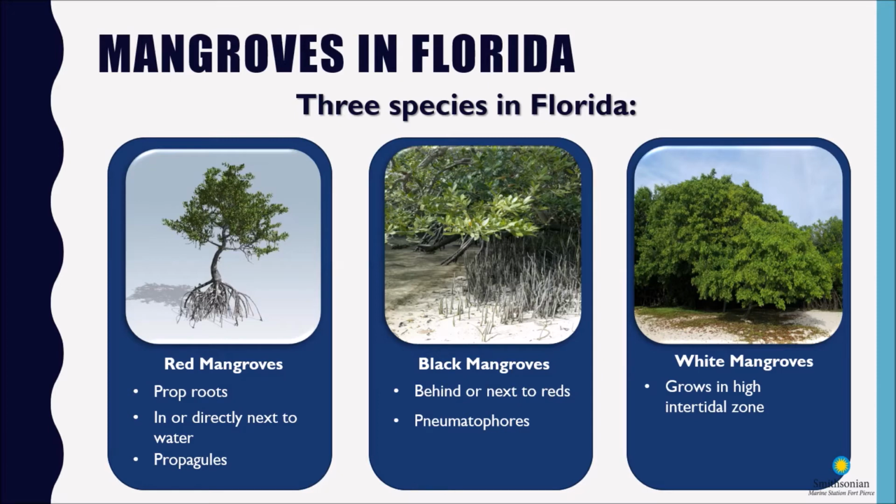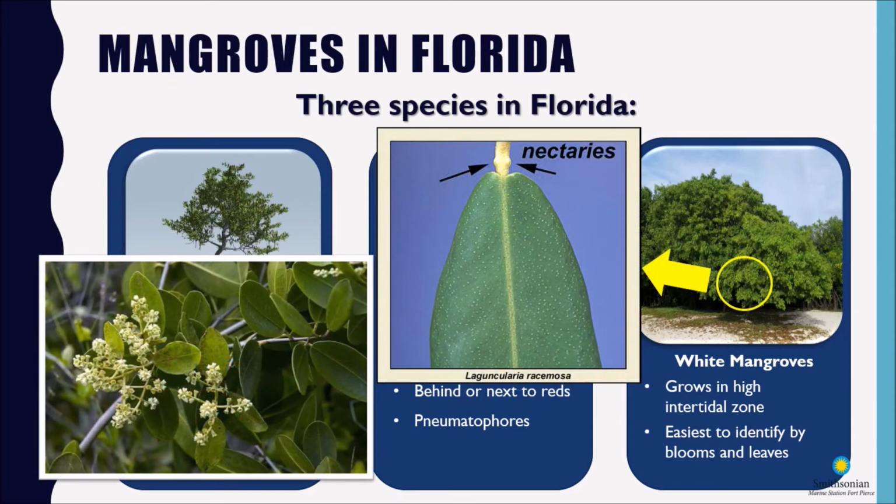So the easiest way to identify white mangroves is through their leaves and their blooms. Their leaves tend to be more rounded in shape than a red or black mangrove leaf, and they have small nodules above the leaf called nectaries. And the blooms that white mangroves produce are delicate white flowers that are really pretty, and there's a picture of them right there on the left.